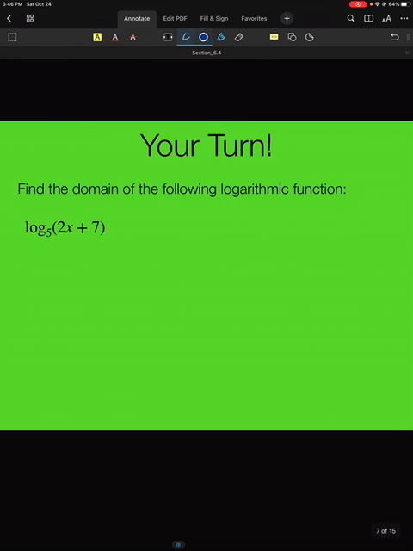Okay, so now for the end of this video and for your turn, I want you to find the domain of the logarithmic function log base 5 of 2x plus 7. I guess I should have a y equals here. Okay, but that's the task for you for this video.